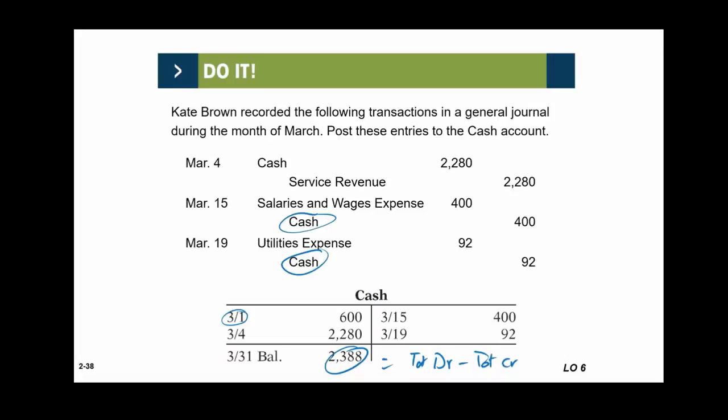Now this balance here, this 2,388, automatically becomes the new balance when you start the new month. So let's say if we're going to do the month of April, we will start like this, cash, and then we have April 1st. Okay, that's correct. April 1st, it will be 2,388. That's how it will be. And then you enter the transactions for that month. Okay?